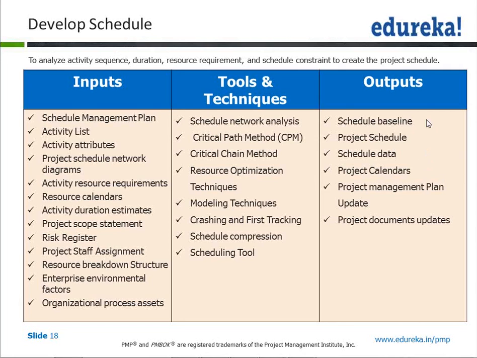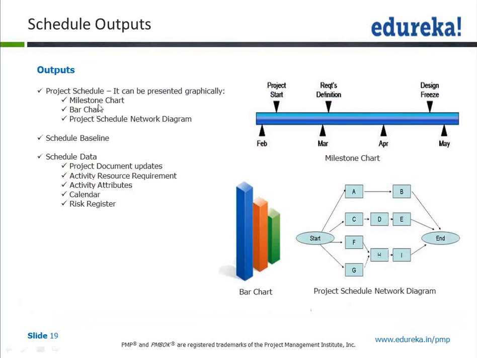So the output is a schedule baseline. Once you get the schedule and it gets approved, you have to baseline that schedule. And project schedule, schedule data, project calendars, project management plan updates and project document updates are your outputs. So you can have outputs like milestone chart, bar chart or a network diagram. If you look at the screen, this project schedule is a network diagram. So we'll be using network diagram to do some calculations.